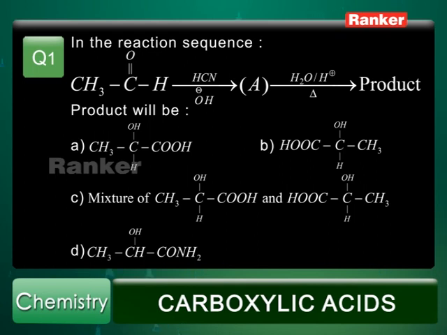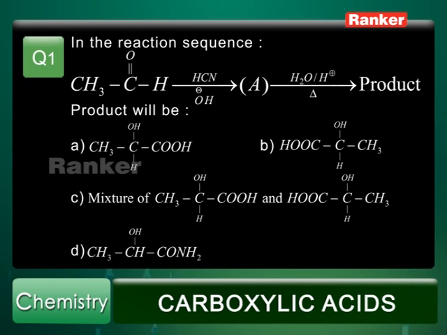But you see, B is also an answer. It is also the same acid, only the configuration is slightly opposite. So in C we have a mixture of both A and B. If the answer is D, that is hydroxyamide, it is the wrong answer. If more than one answer is allowed, A, B, C will be the right answers.